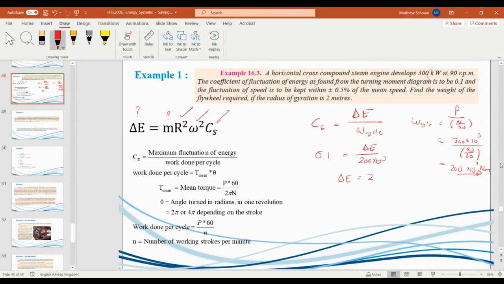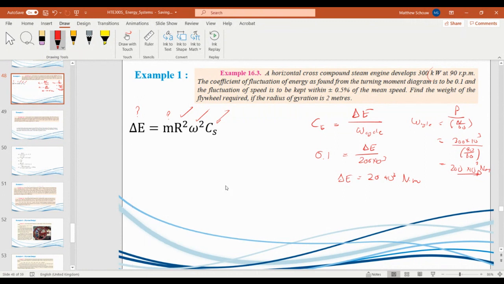Obviously, that's going to be simple, right? That's 20 times 10 to the power 3 Newton meter. Guys, I highly recommend you follow this kind of stuff, because all this small stuff is going to come up. And once we have delta E, we have this now. So I can just quickly remove this. We've matured now, we don't need that.